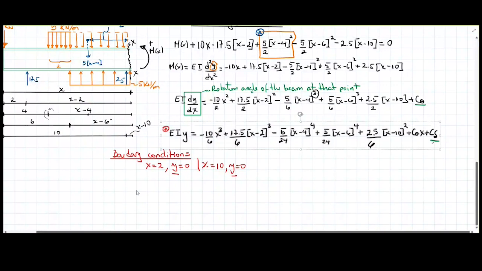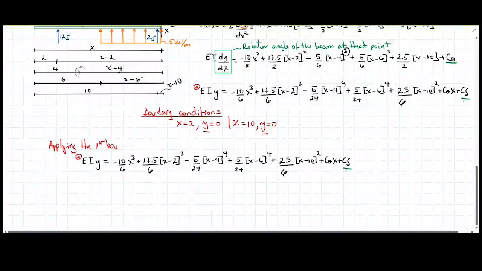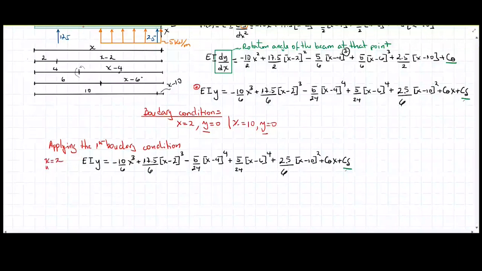The first condition. Then what's going to happen is that if x is equal to 2 and y is equal to 0, then this is going to be 0.